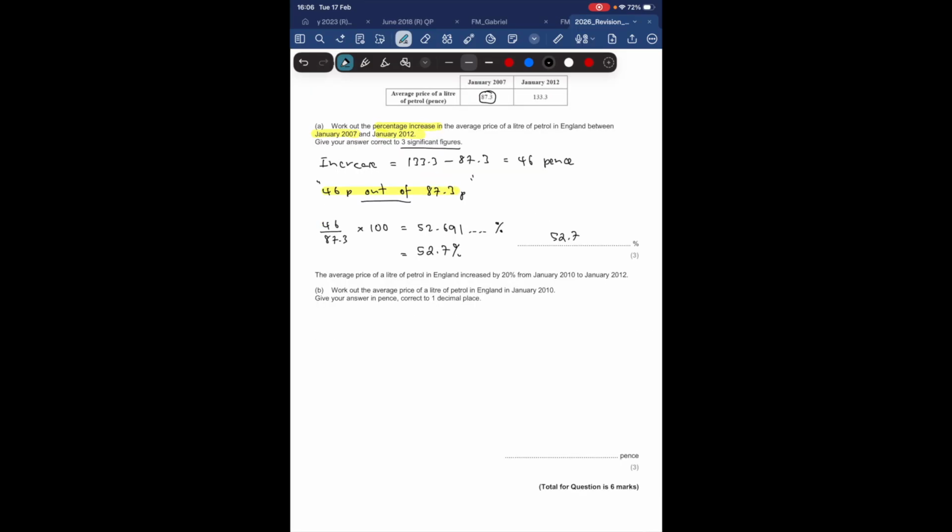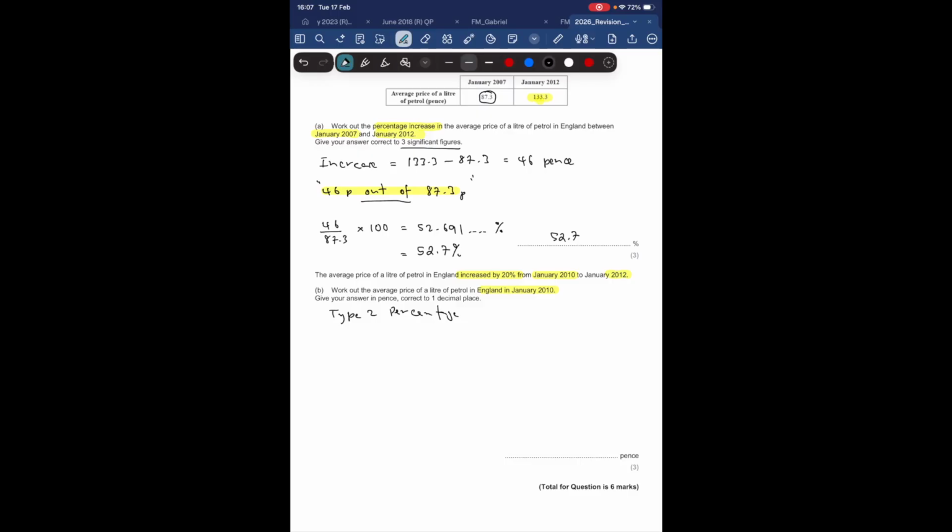The next example here is what we call a type 2 percentage. And the reason it's called a type 2 percentage is because we're working backwards. If you look at the information that we are given in this question, we're told that the price of petrol increased by 20% from January 2010 to January 2012. We know what the price of petrol was in January 2012. It's 133.3 pence. We're asked to go backwards in time and work out the cost in 2010.